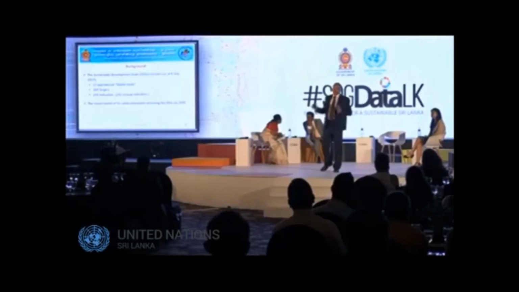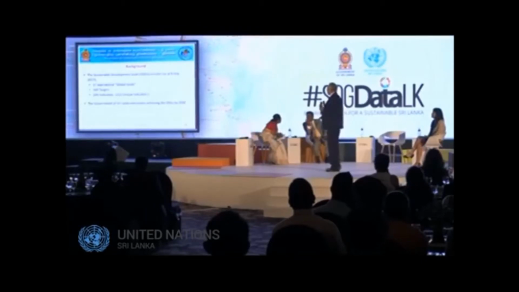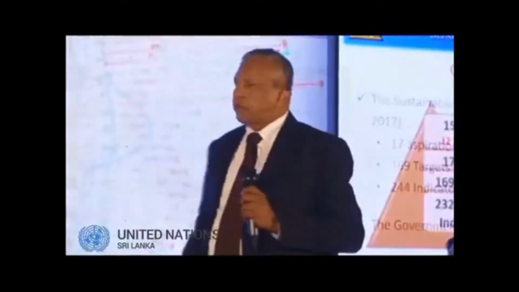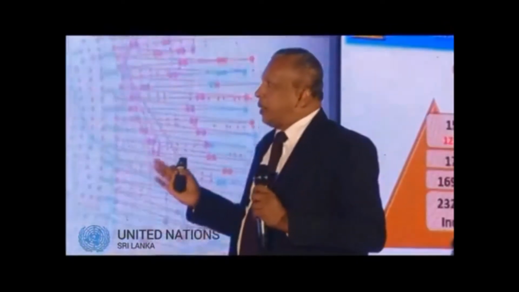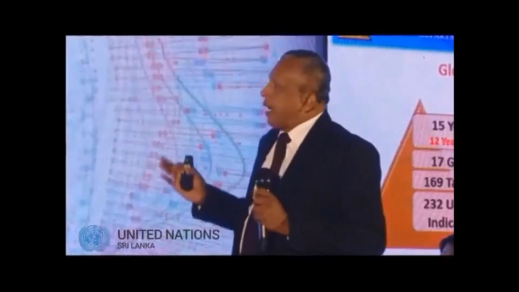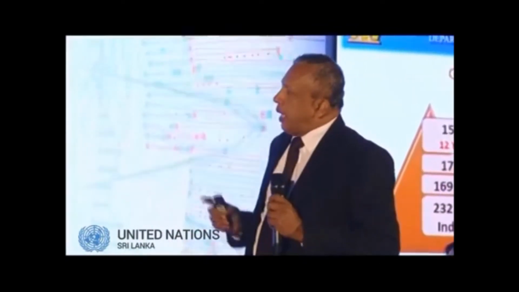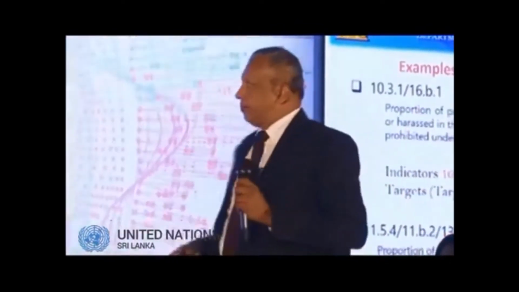And 232 indicators are unique. What does it mean? The balance indicators are used to measure more than one target or more than one goal. As was mentioned earlier, the government of Sri Lanka is expecting to achieve these goals by the year 2030. Now, there were 15 years to achieve these goals, as already 3 years have elapsed. Now it is 12 years. As I said, there are 17 goals, 169 targets, and 232 unique indicators. And I think the number 9 in the last bullet should be corrected as 12. There are 12 indicators repeated in different places, and those indicators are used to measure more than one target.